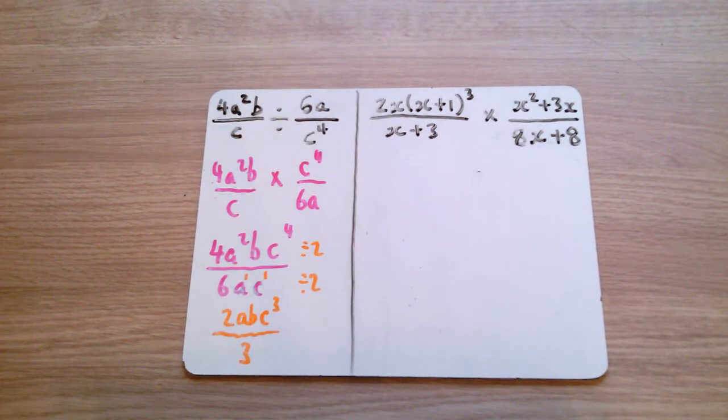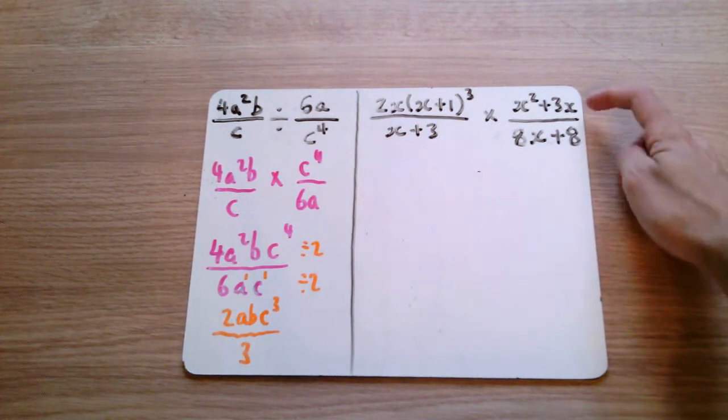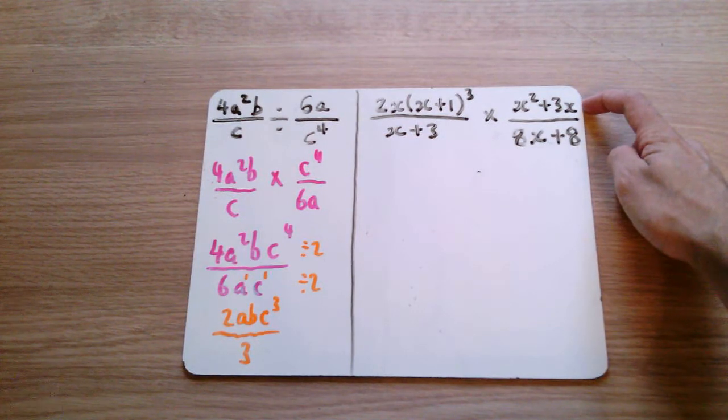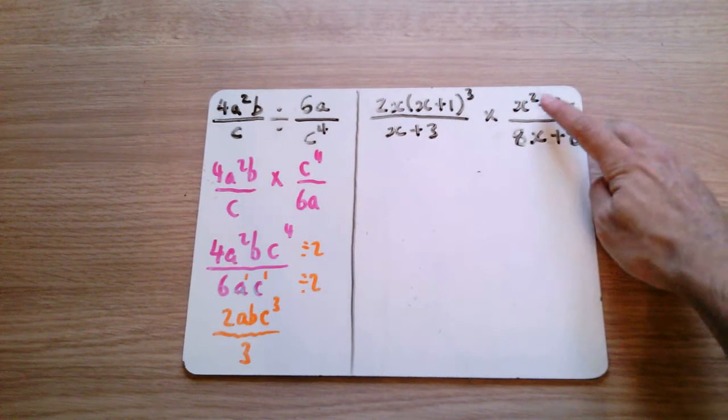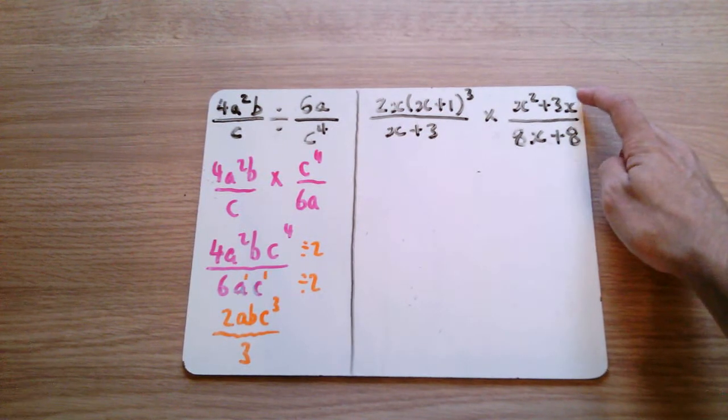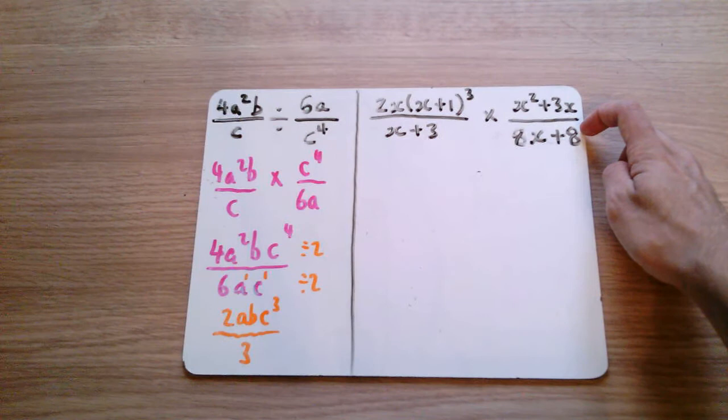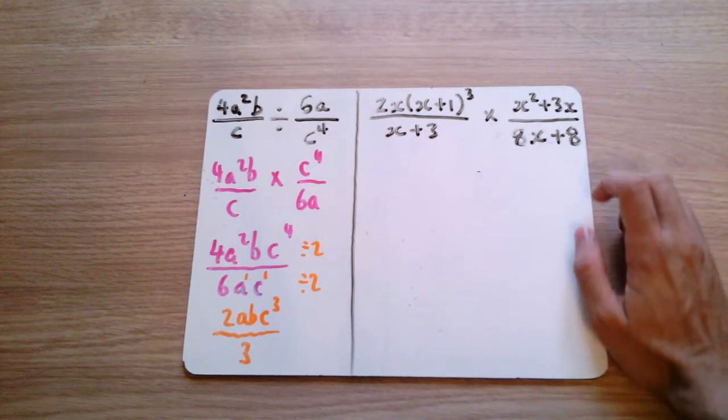simplified algebraic fraction. Now, we're going to bring it to the right-hand side. This is now a multiplication question. So we are going to multiply our numerators and multiply our denominators for this question. However, some of you may notice that if we look at our numerator on the right-hand side, we can cancel out, or we can factorize from x squared plus 3x a value of x. And we can also factorize from this 8x plus 8 the value of 8.